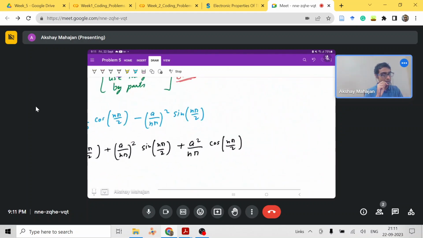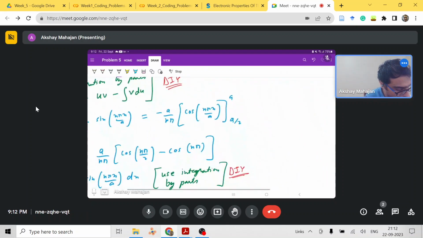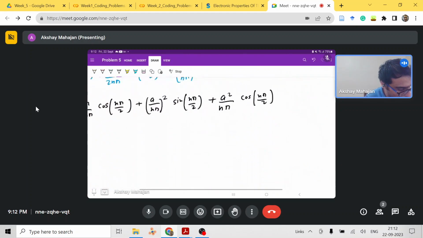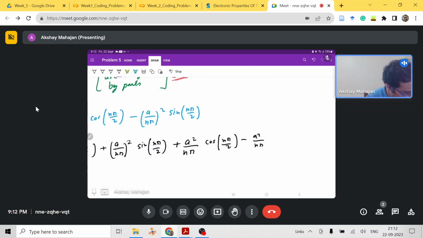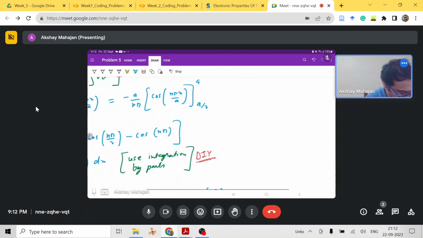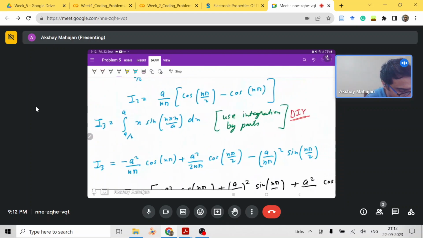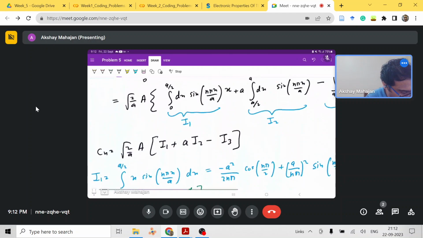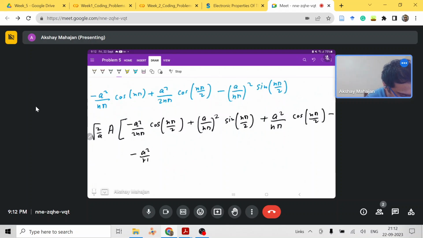This is correct. So we just have to do, sorry, I'm getting confused, plus A times I2, and A times I2 will be a square upon n pi times cos of n pi by 2, minus a square upon n pi cos of n pi, and then we will have minus I3. The formula is I2 minus I3, and I3 we have calculated as minus a square upon n pi.